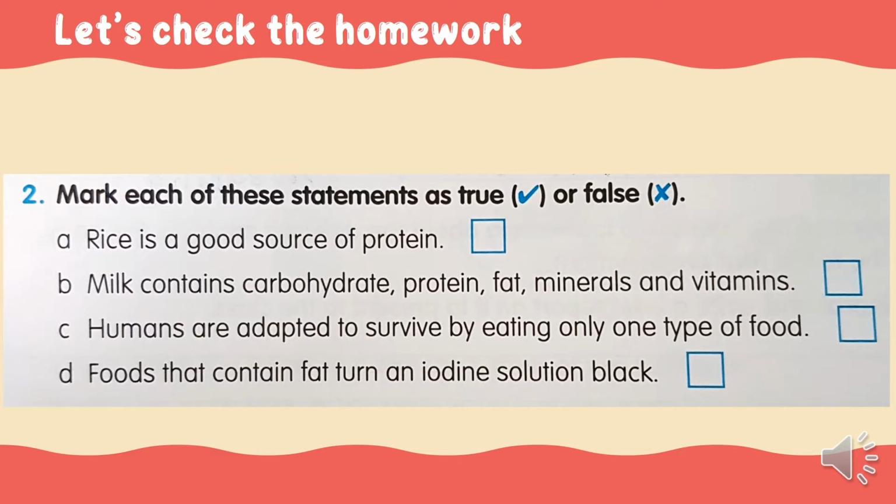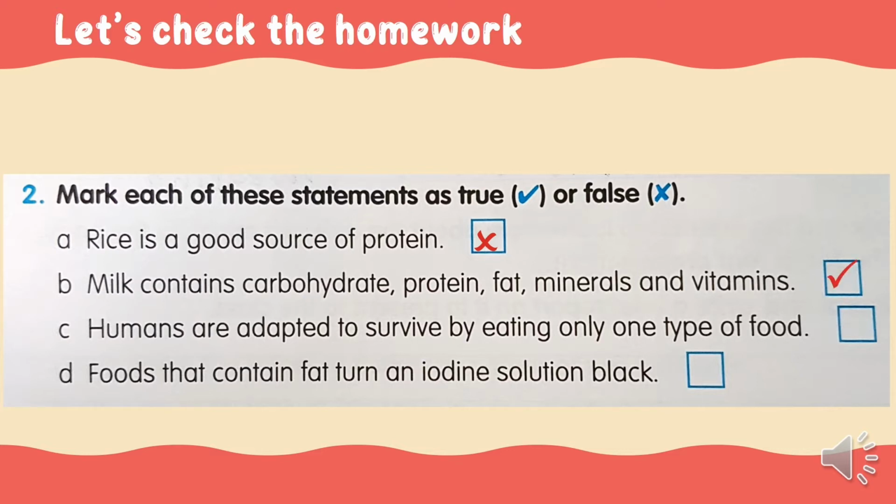Number two, mark each of these statements as true or false. You can put a tick or a cross mark. First one says, rice is a good source of protein. Is it true or false? It is false because rice is a good source of carbohydrate. Now, milk contains carbohydrate, protein, fats, vitamins, and minerals. Is it true or false? It is true. Why? Because milk has all these things, right?